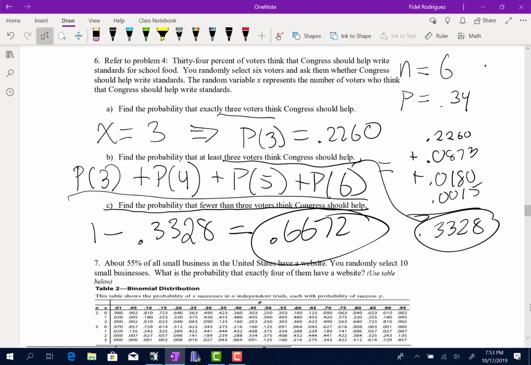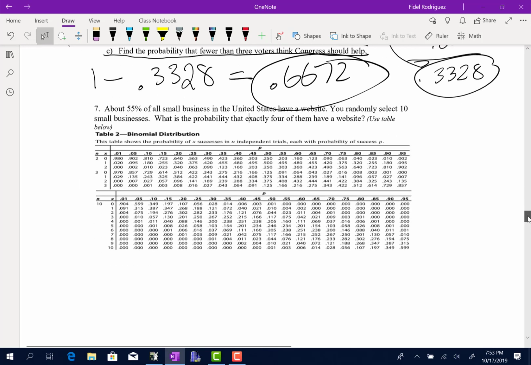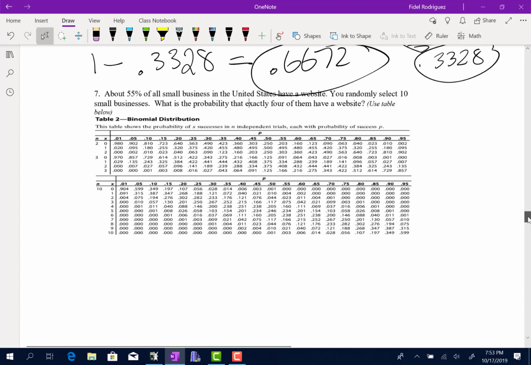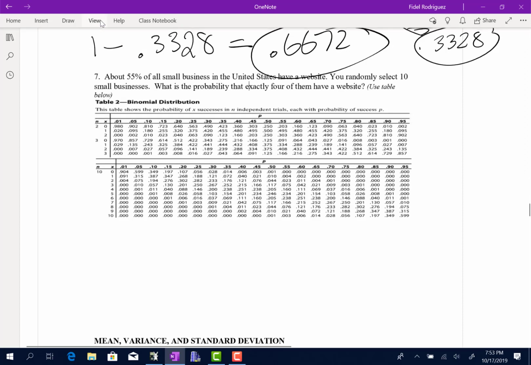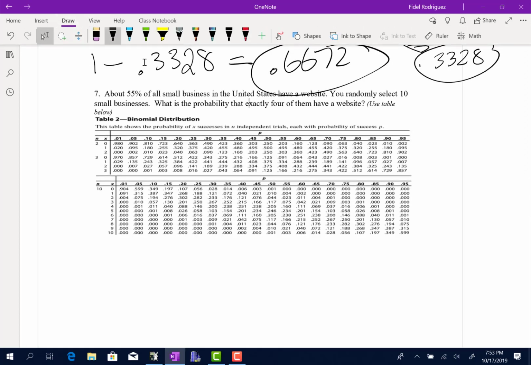All right, so let me grab this part here. This one here, guys, is just using a table. So let's see if we can figure out how to do this using our table. I'm trying to figure out how to enlarge this a little bit, but I can't see it right now. But anyway, look what it says. About 55% of small businesses in the United States have a website. You randomly select 10 small businesses. What's the probability that exactly 4 of them have a website?